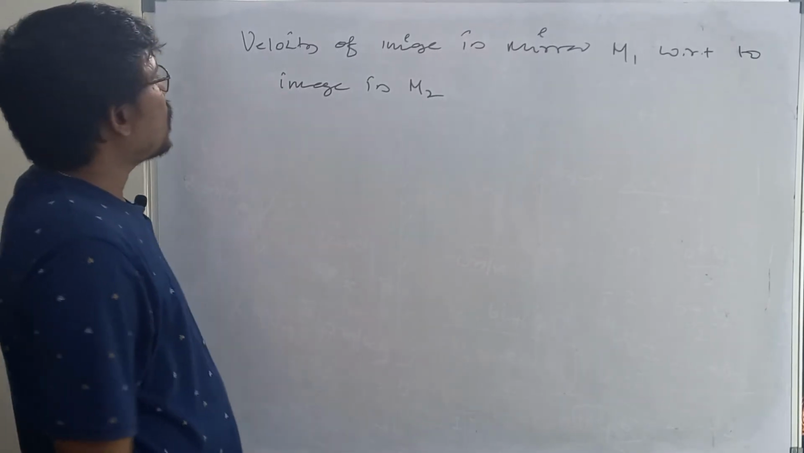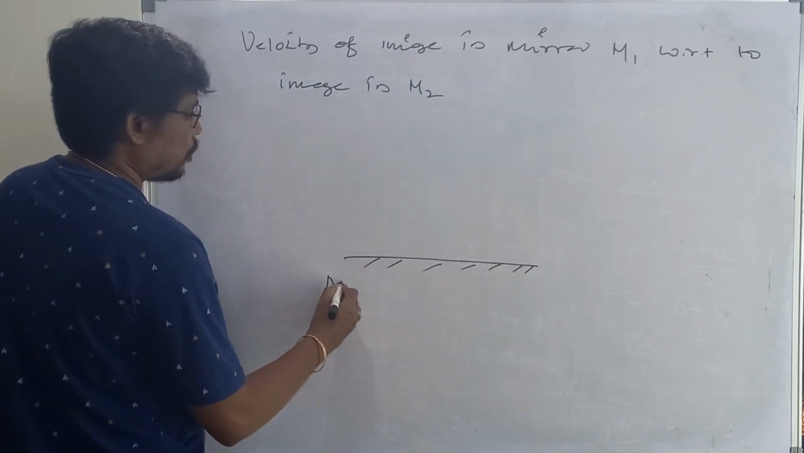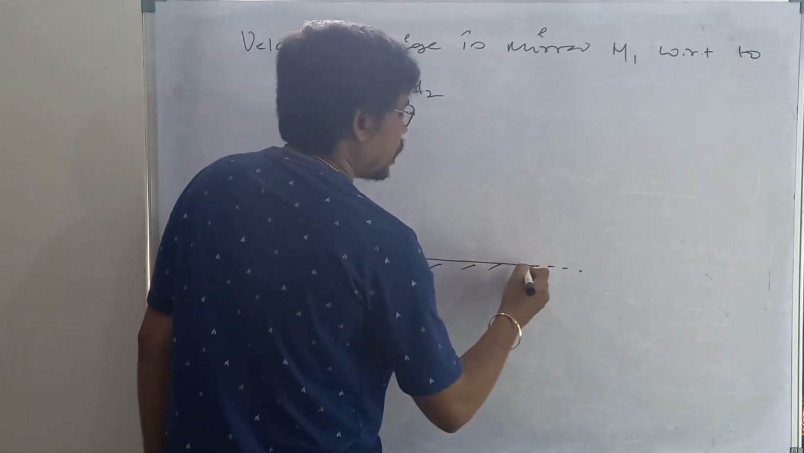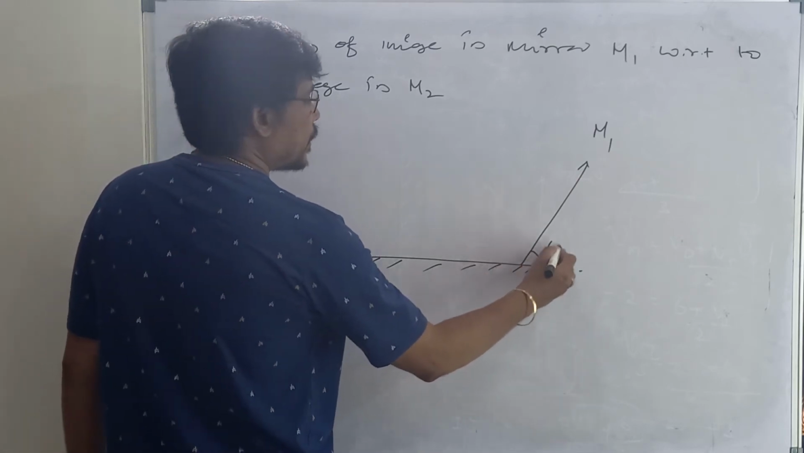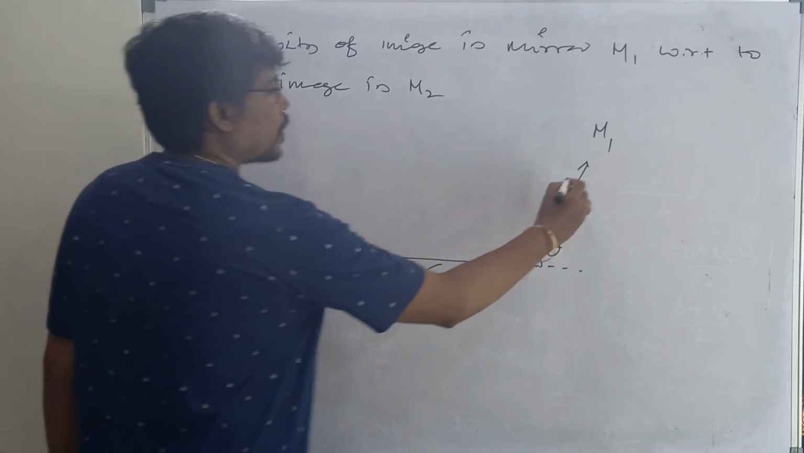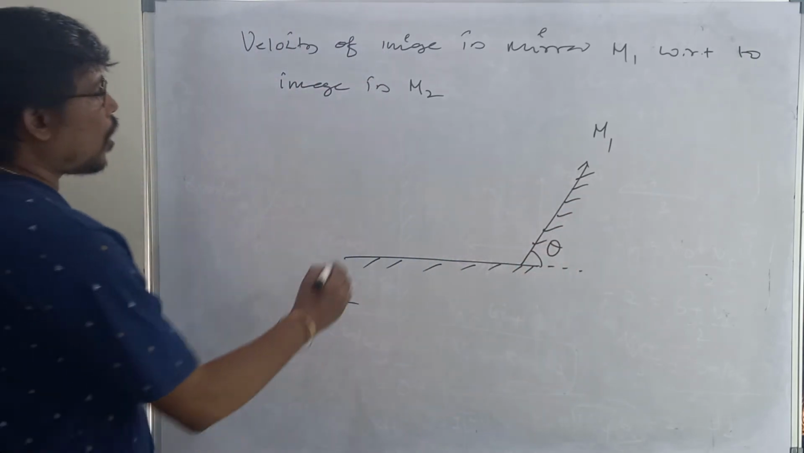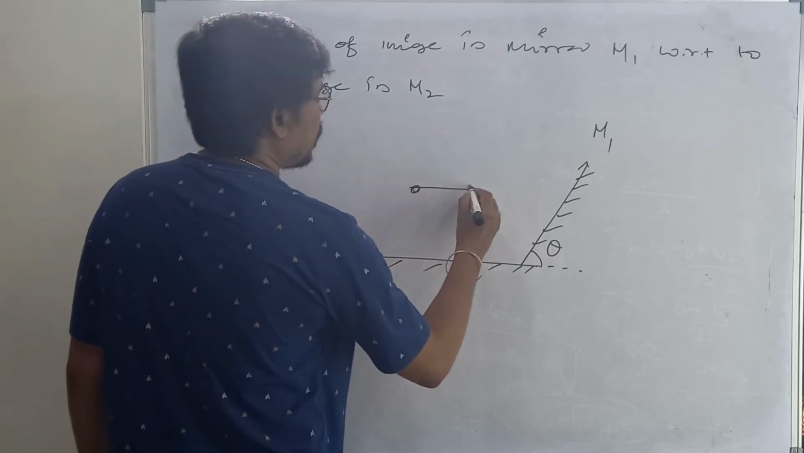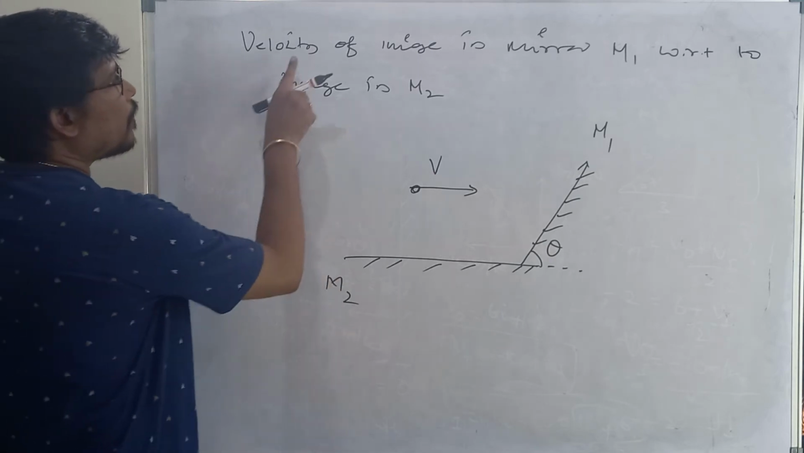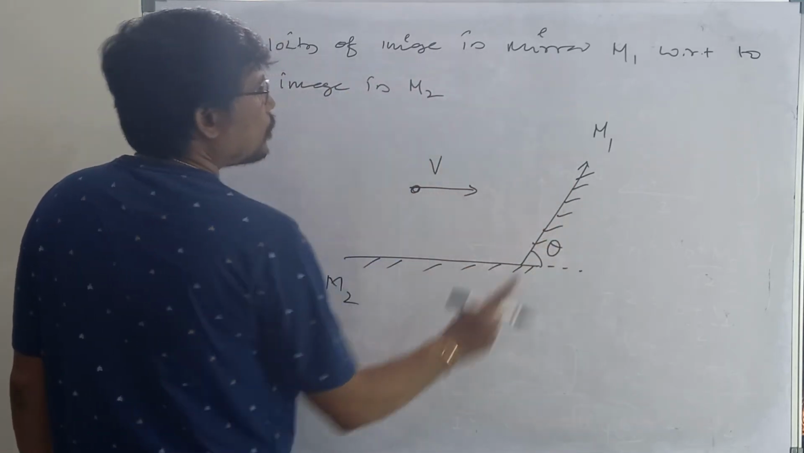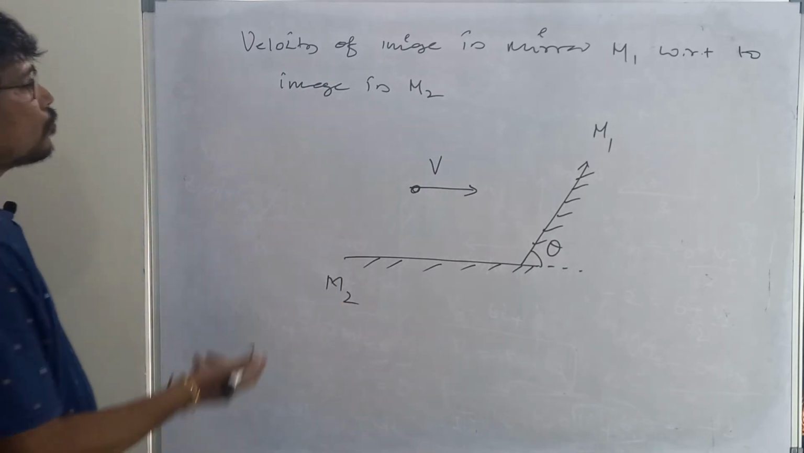Now students, see this example. Let us consider a mirror. This is mirror M2 and one more mirror we have, M1. Now it makes an angle theta, the arrangement as shown in the figure. This is also a mirror. Now the object moves with a speed v. Now find the velocity of the image in mirror M1 with respect to the velocity in mirror M2. Of course, you find the magnitude.